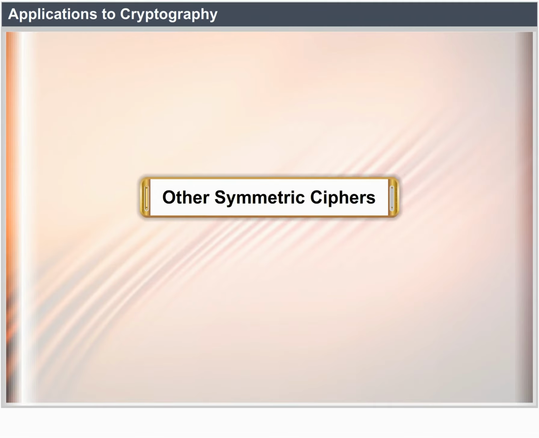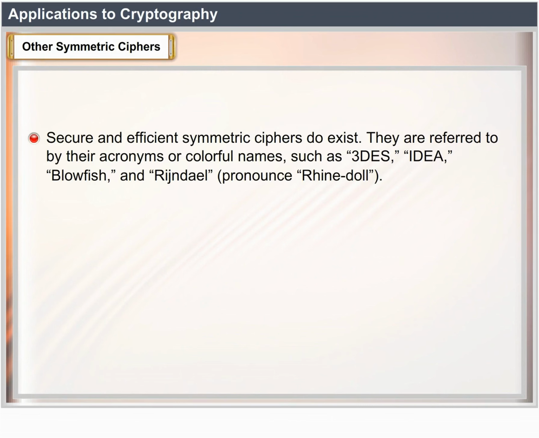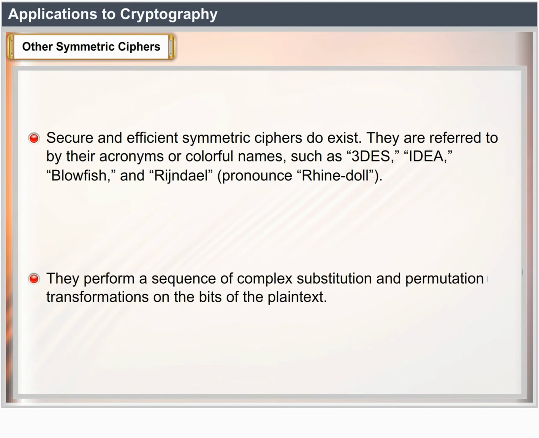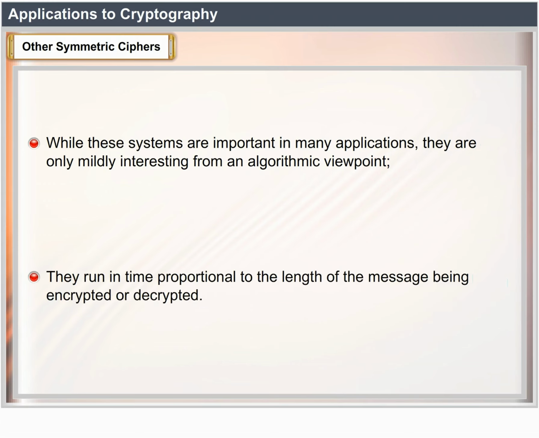Other symmetric ciphers. Secure and efficient symmetric ciphers do exist. They are referred to by their acronyms or colorful names such as triple DES, IDEA, Blowfish, and Rijndael. They perform a sequence of complex substitution and permutation transformations on the bits of the plain text. While these systems are important in many applications, they are only mildly interesting from an algorithmic viewpoint. They run in time proportional to the length of the message being encrypted or decrypted.